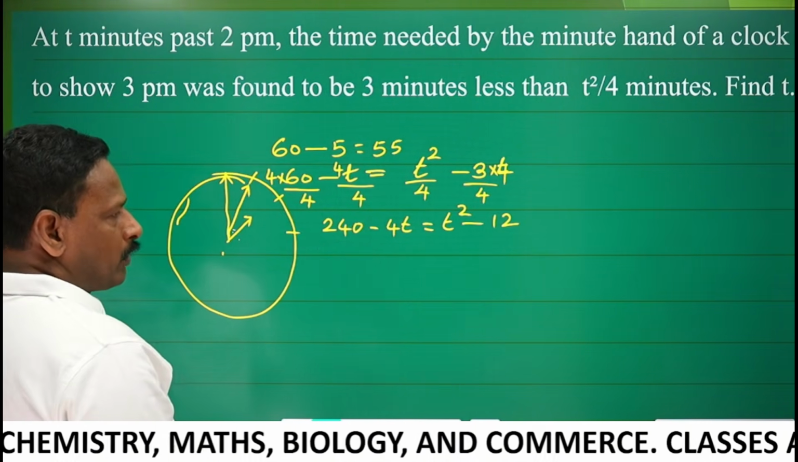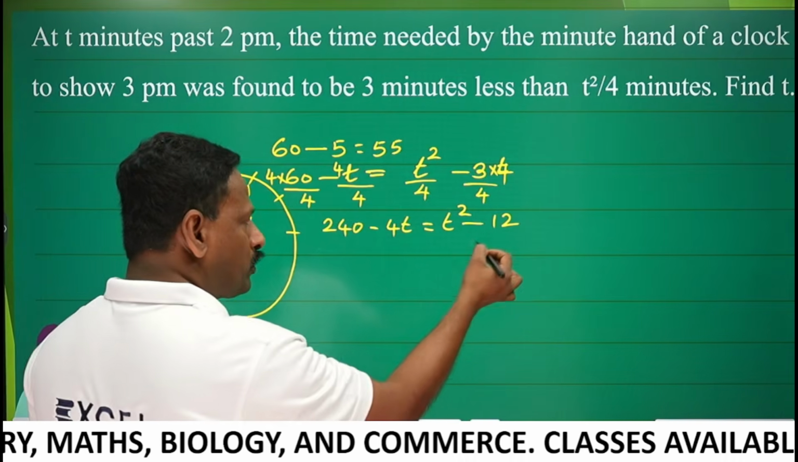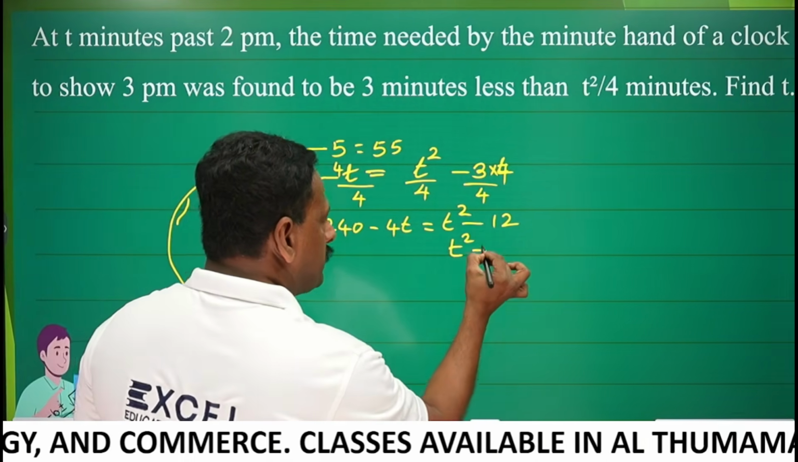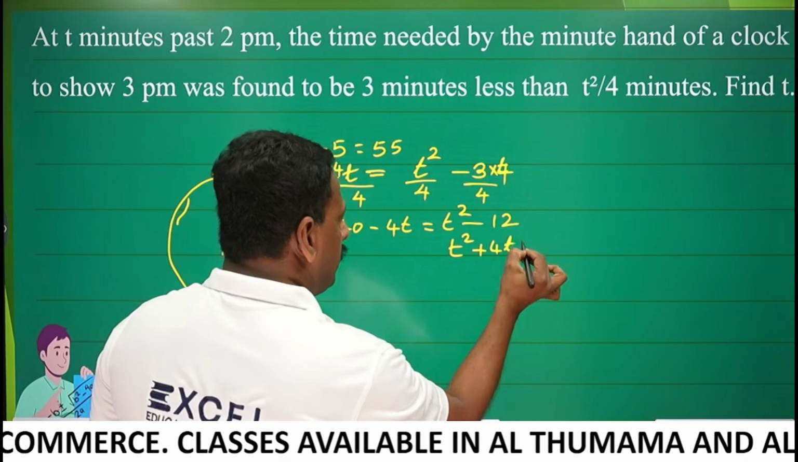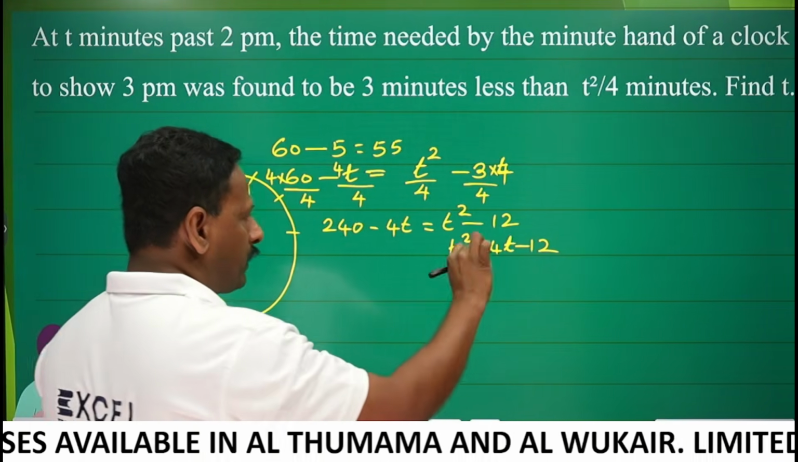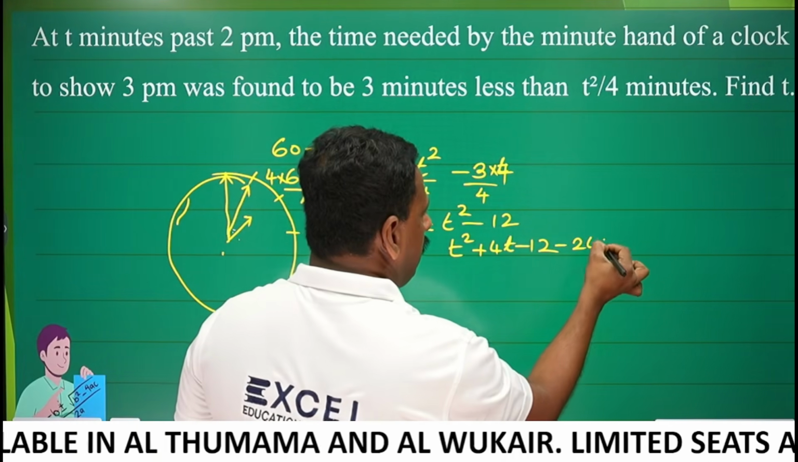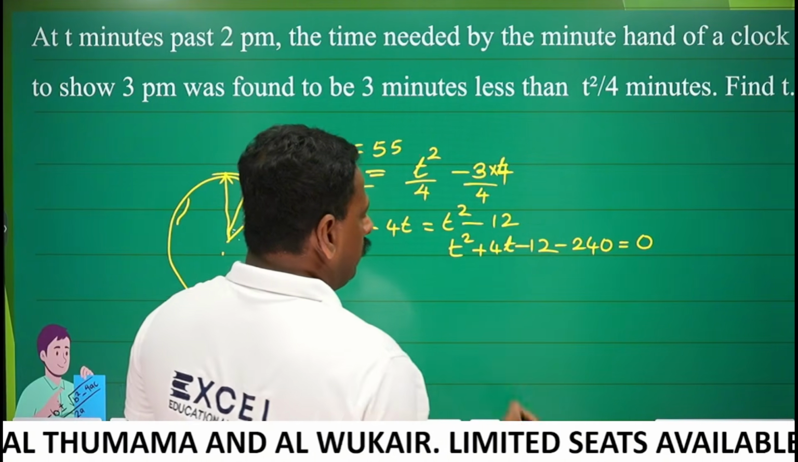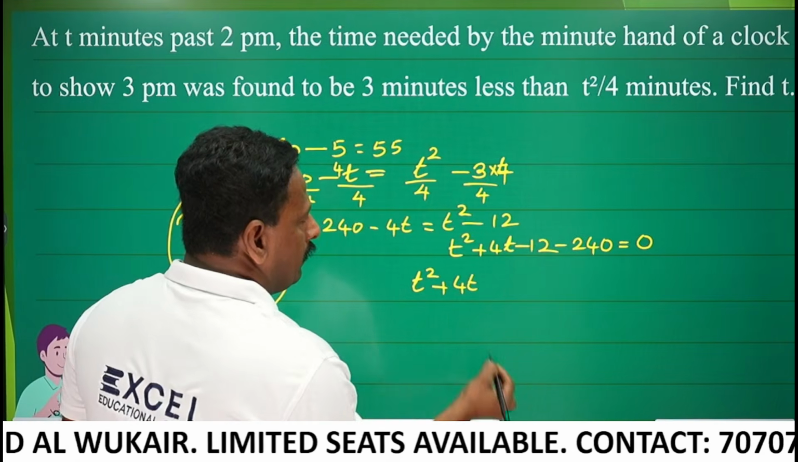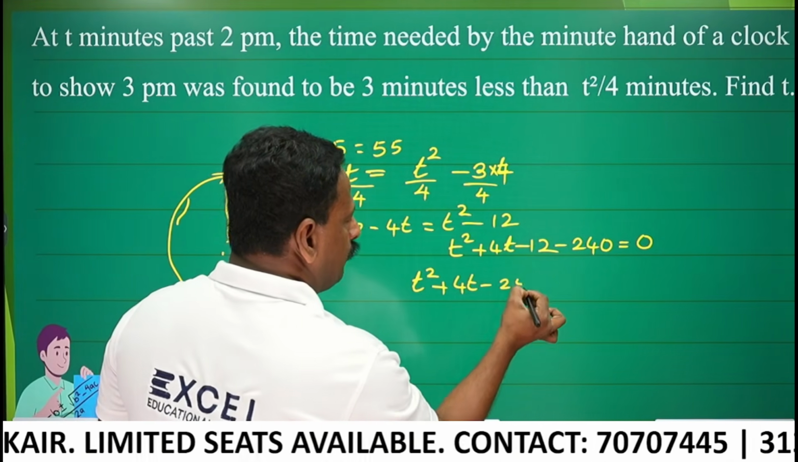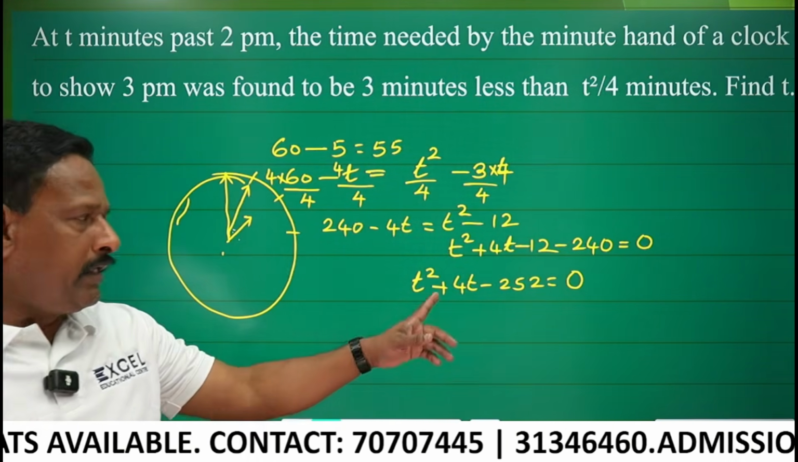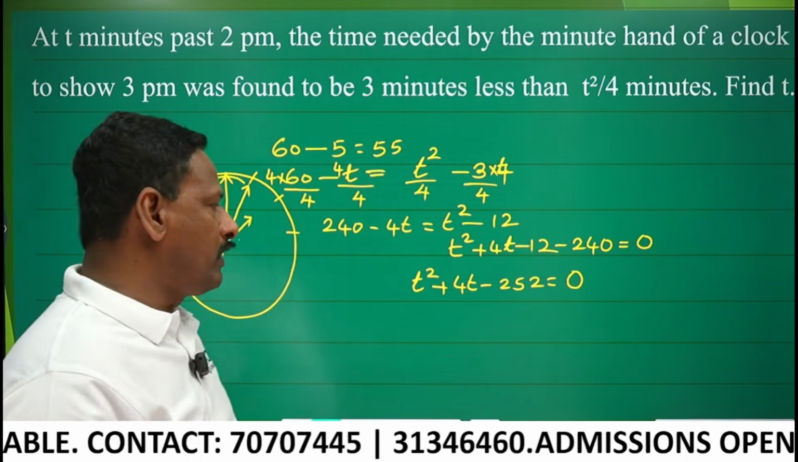In order to make this a quadratic equation, we transpose all the terms. So we get t square, this negative 4t if we bring to this side will become plus 4t, negative 12, this plus 240 if we bring to the side will become minus 240, equal to 0. That is t square plus 4t minus 252 equal to 0. So we got a quadratic equation in t. By using the quadratic formula we will solve this one.